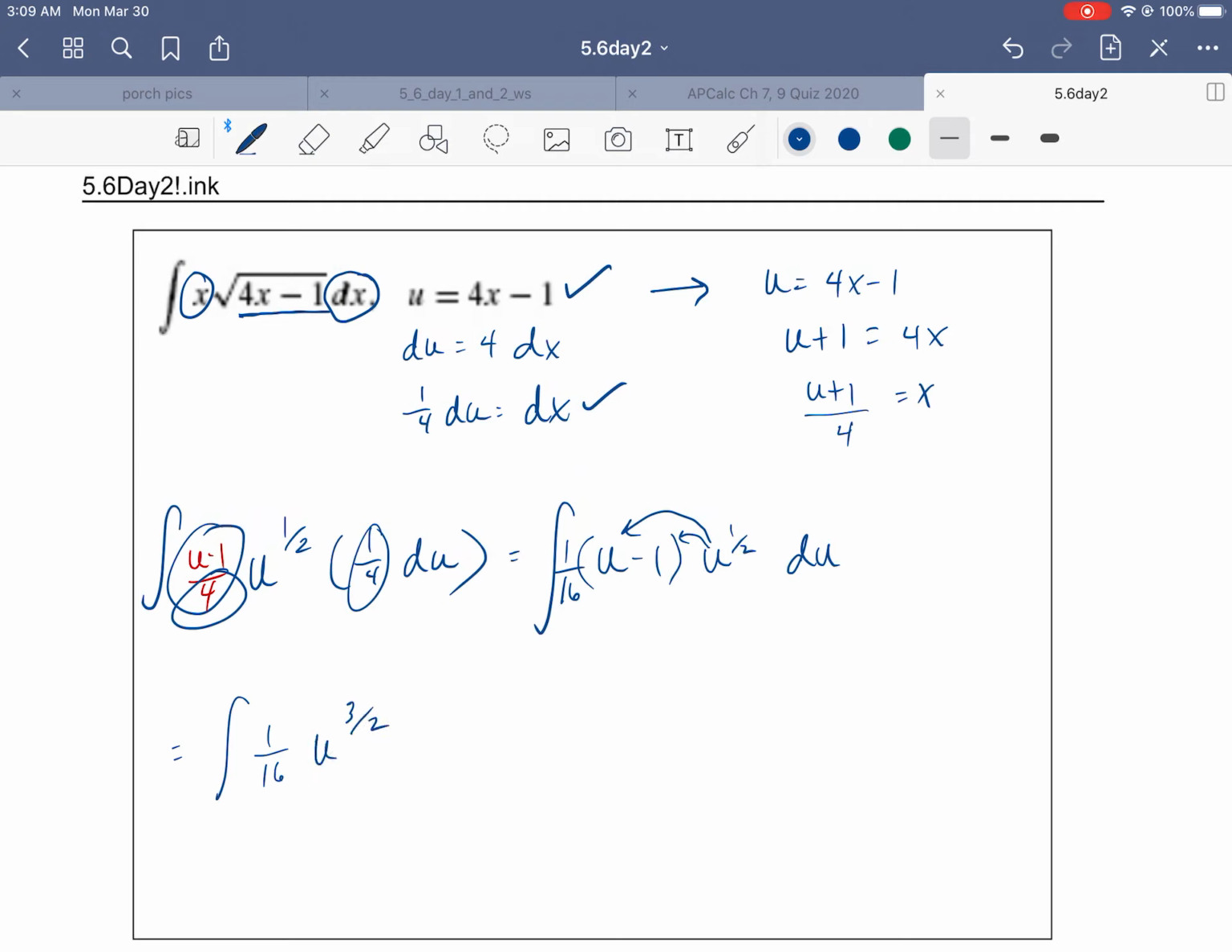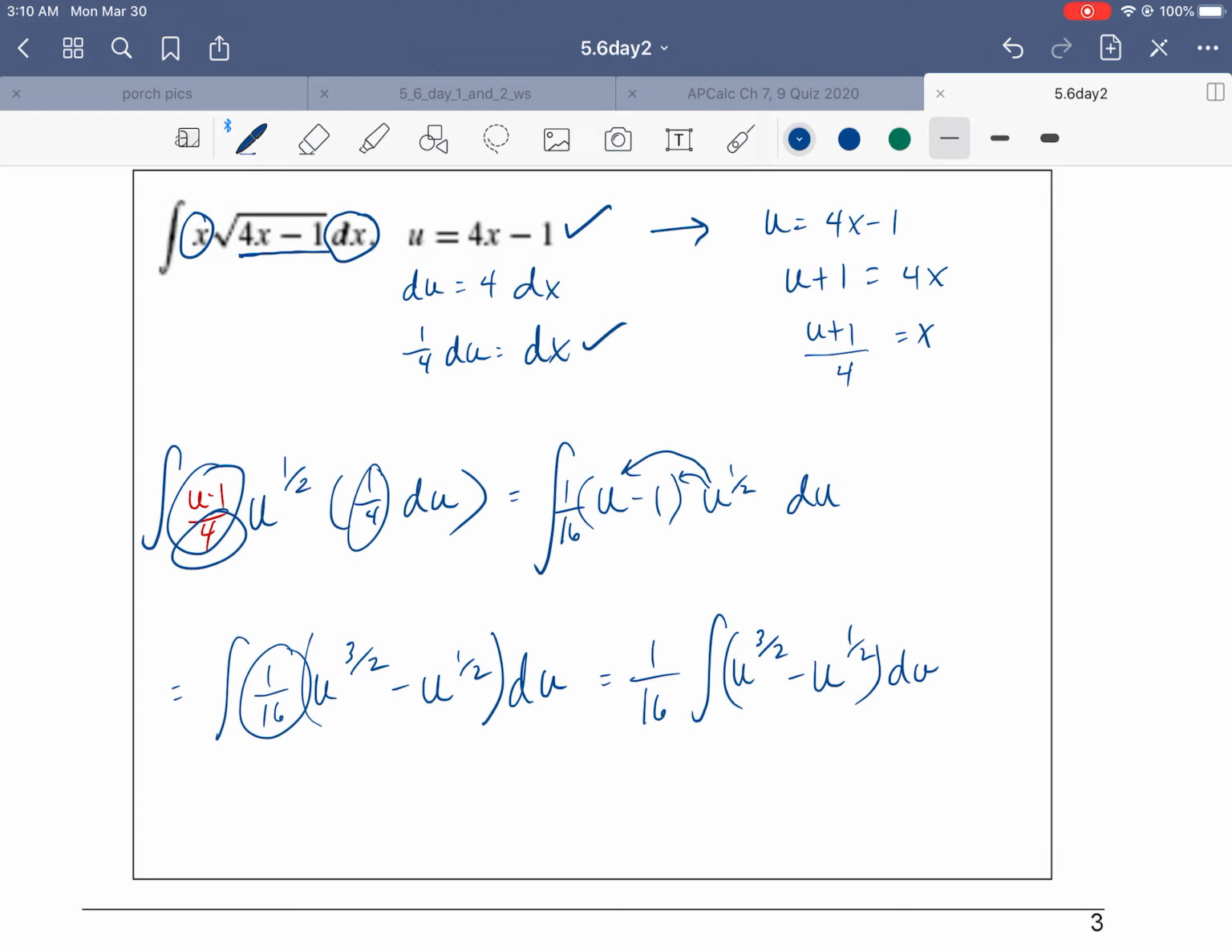So adding exponents, u to the first, u to the 1/2 would be u to the 3/2. And I have u to the 1/2. Now again, this 1/16, distribute it, leave it, take it out, that's up to you. I'm going to take it out. Okay. So now I have two terms, reverse power rule.